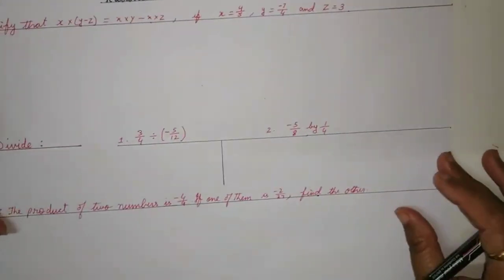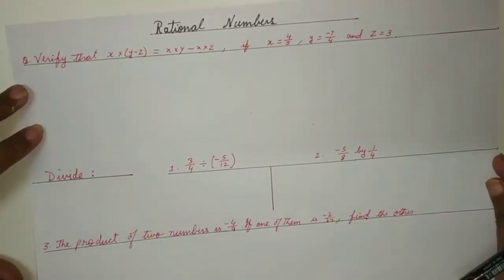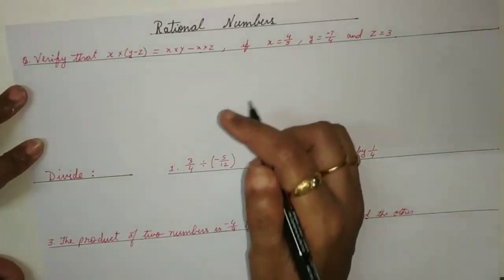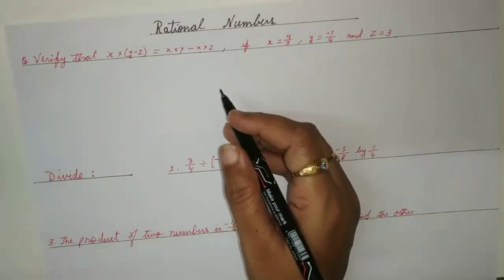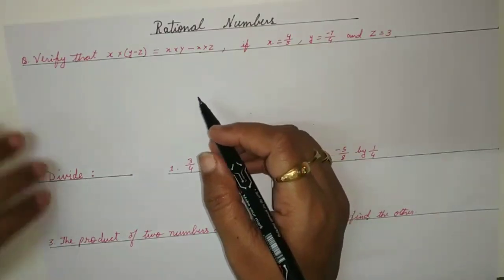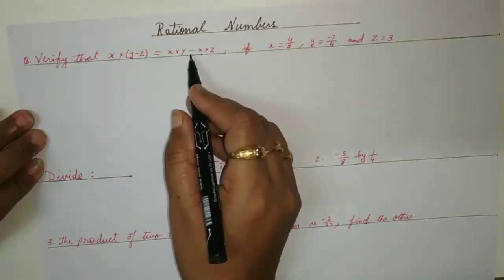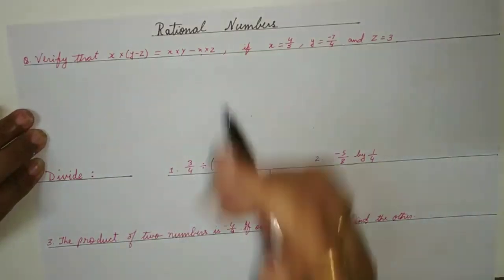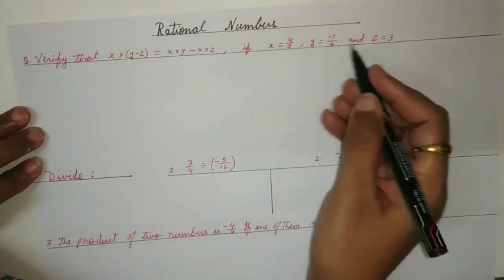Now the next topic that we will take is division. But before division I will do one more verification question for multiplication. The question is: verify that if you multiply x to y minus z, it should be x into y minus x into z. I have taken x as 4 by 5, y as minus 7 by 4 and z as 3.